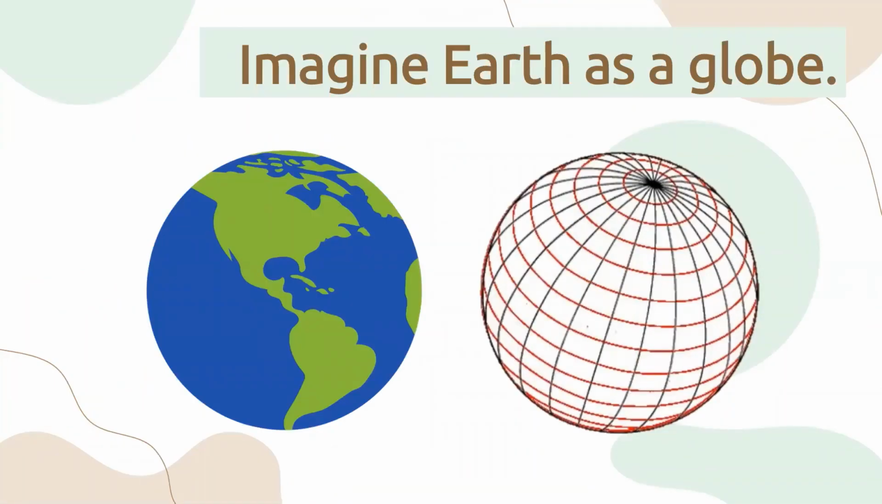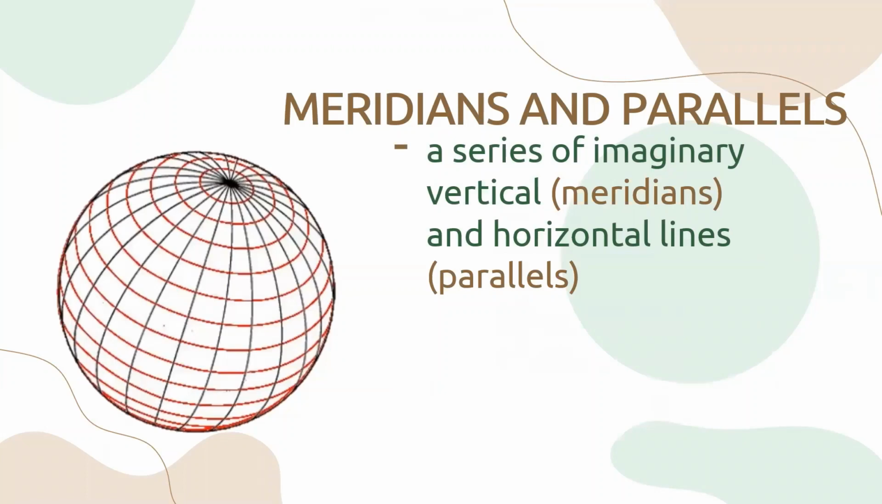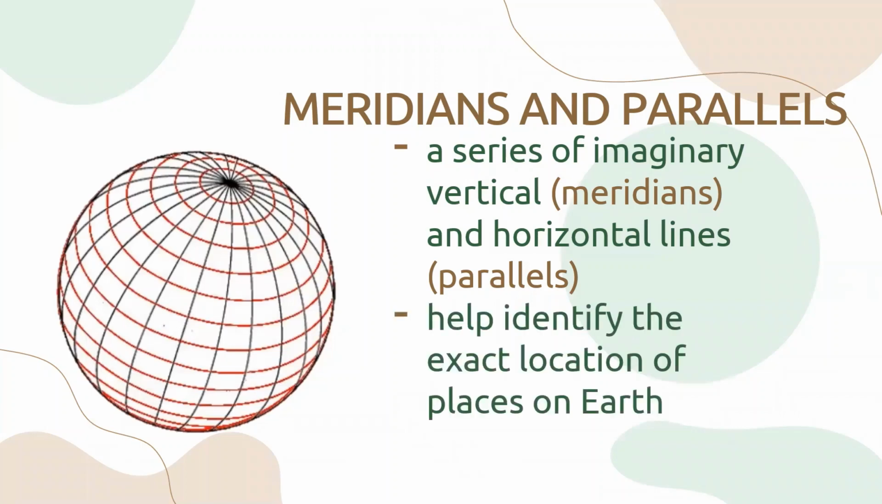Imagine Earth as a globe. It has meridians and parallels, or a series of imaginary vertical and horizontal lines. These meridians and parallels help identify the exact location of places on Earth.